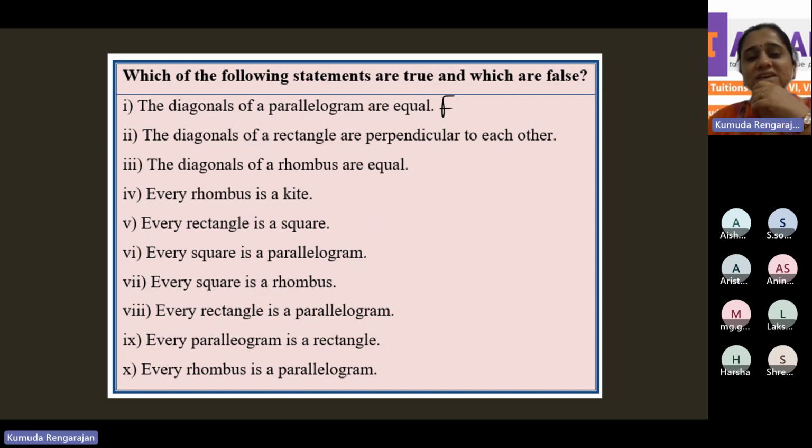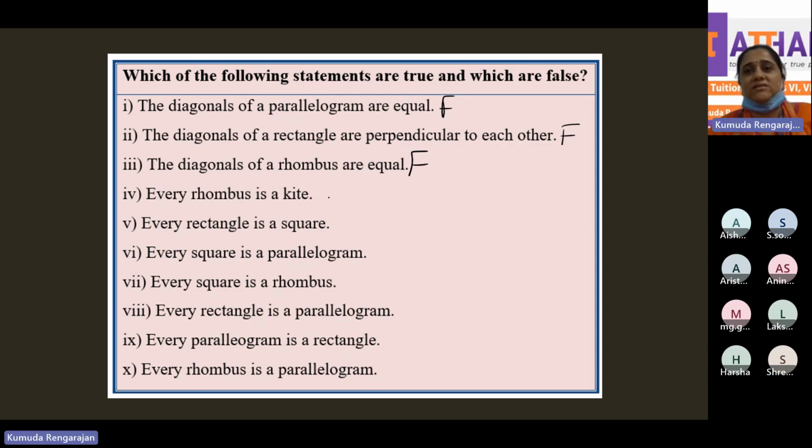Okay, diagonals of a rectangle are perpendicular to each other. No. Diagonals of a rectangle are not perpendicular to each other. False. The diagonals of a rhombus are equal. In a rhombus, diagonals are not equal. They're unequal. False, ma'am. Go to the next one.